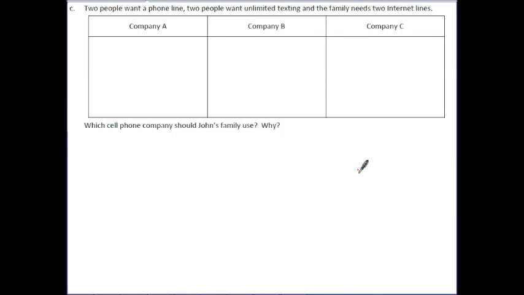I want you to go through and identify what each of the numbers for the variables are and then plug them into company A, B, and C's expressions, evaluate and answer the question, which cell phone company should John's family use and why? When you're ready to continue, unpause the video and check over your answers.